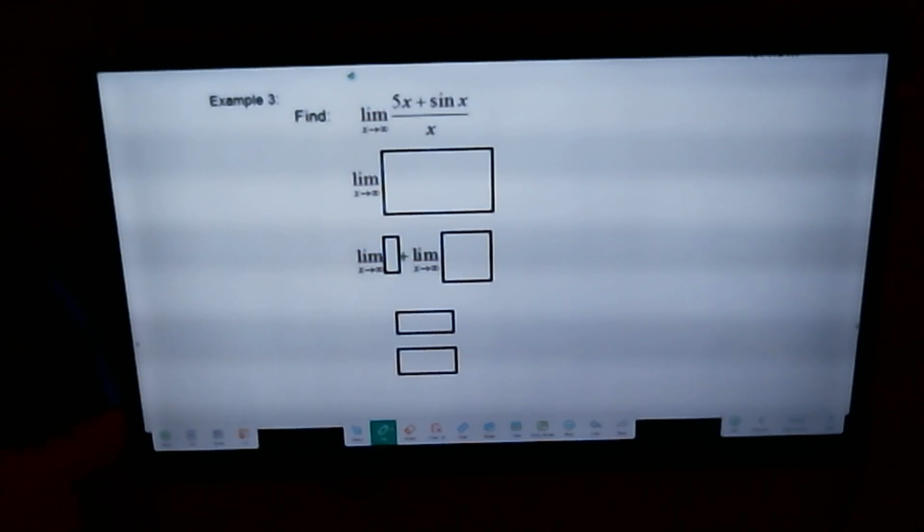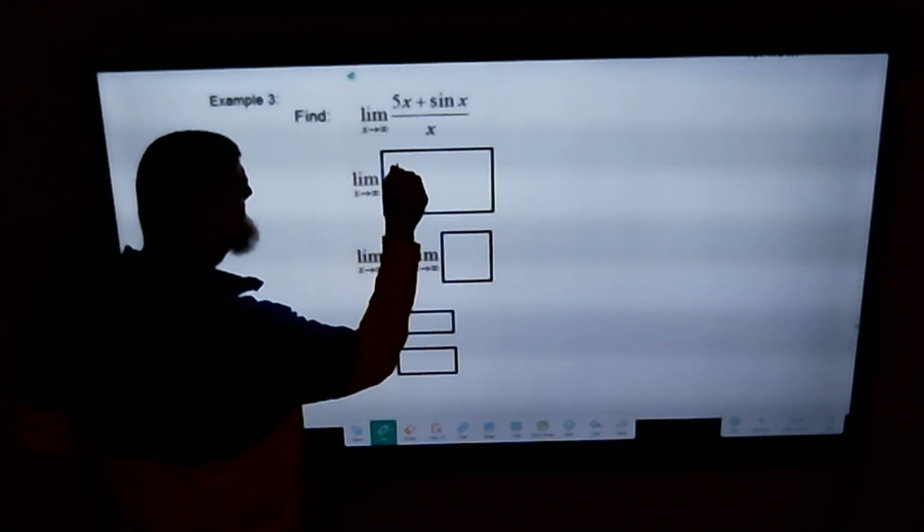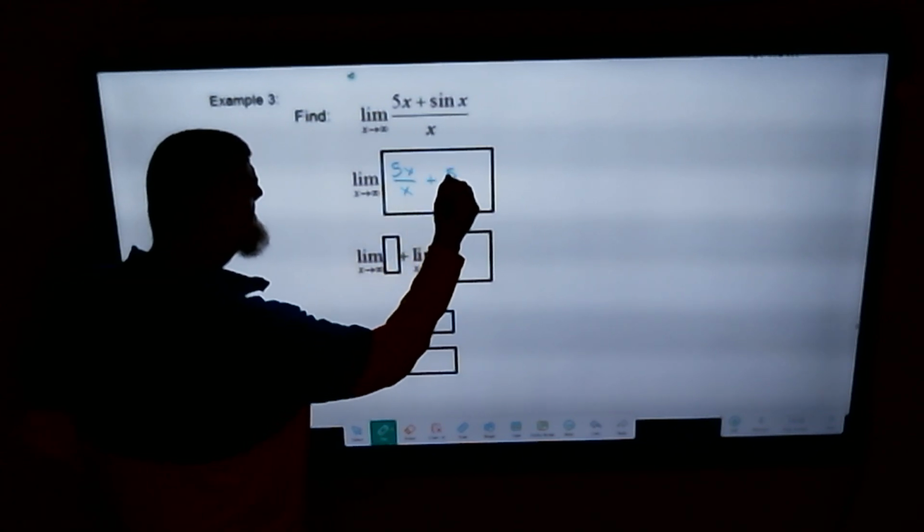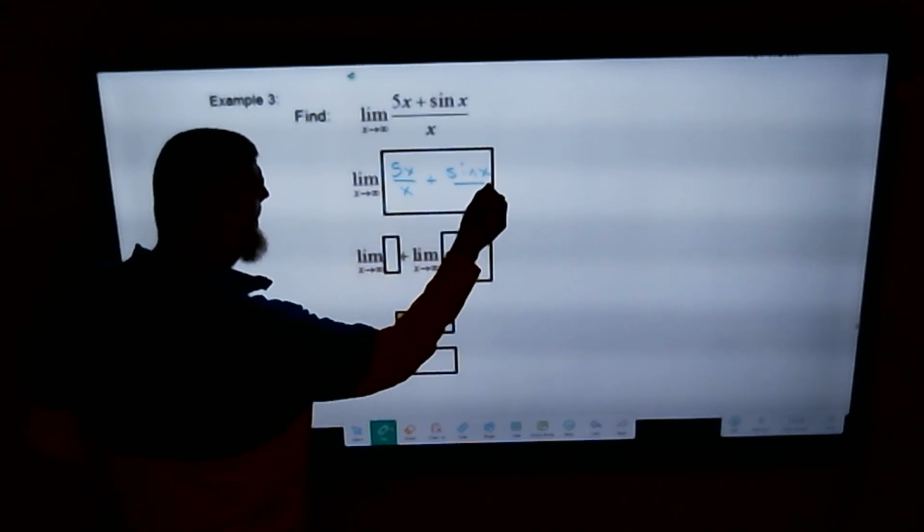So one rule we had was about the properties of limits. The properties of limits can be added, subtracted, multiplied. Remember we did the one where you found the limit of f(x) plus g(x)? We found them on the two different graphs and just added them together. So the same thing here. I can take this, which is being added, and break it back apart. This is the same thing as 5x over x plus sin x over x.